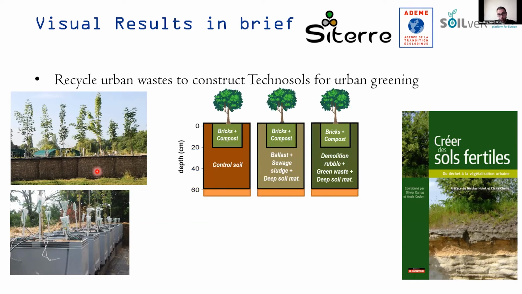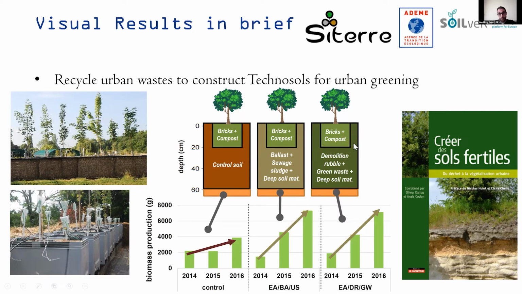We tested various recipes: one control, one with a mixture between bricks and compost, and other waste such as ballast from railroads, sewage sludge, and deep soil horizons, and another technosol with demolition rubble. You can see here, I won't go too much into details, the biomass production depending on the treatment. And in fact, we had a better production of biomass from trees with the constructed technosols than with the control.